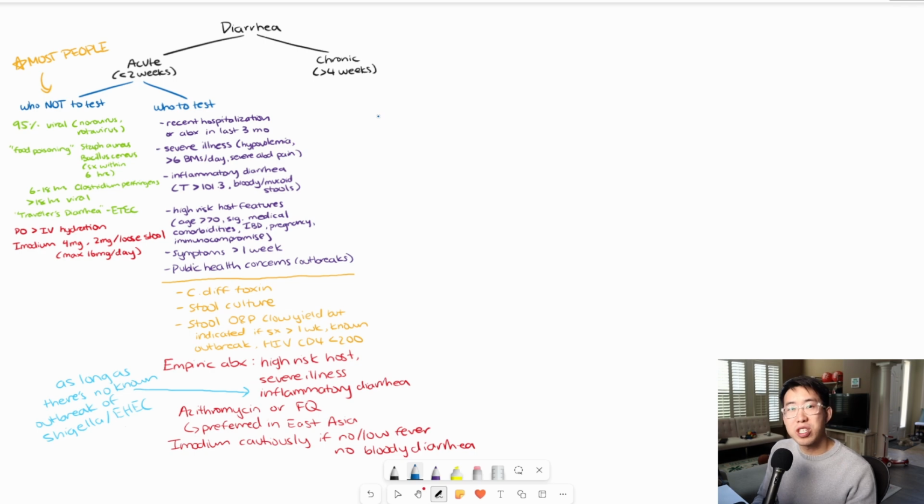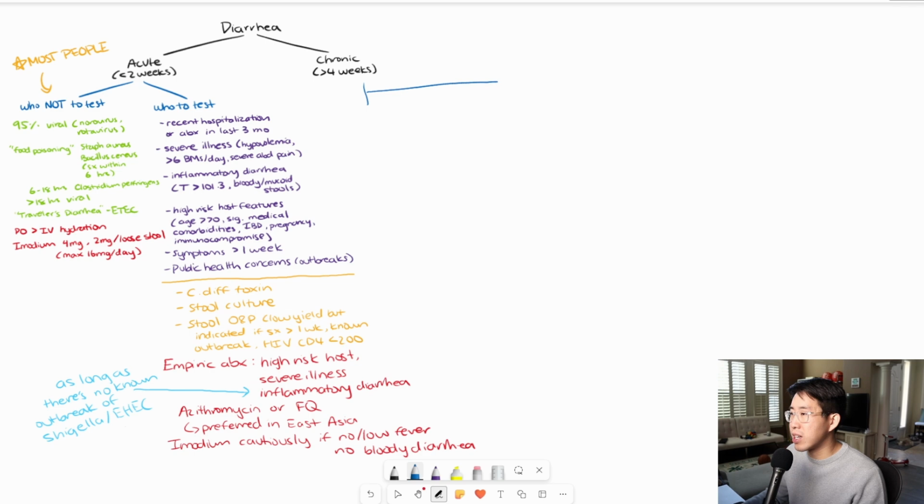All right, so that's the approach to acute diarrhea, where the main decision point is in figuring out who needs to be tested versus who does not require any testing. Now let's move on to chronic diarrhea, where the framework is completely different and we actually characterize the quality of the stool in order to initiate our workup.